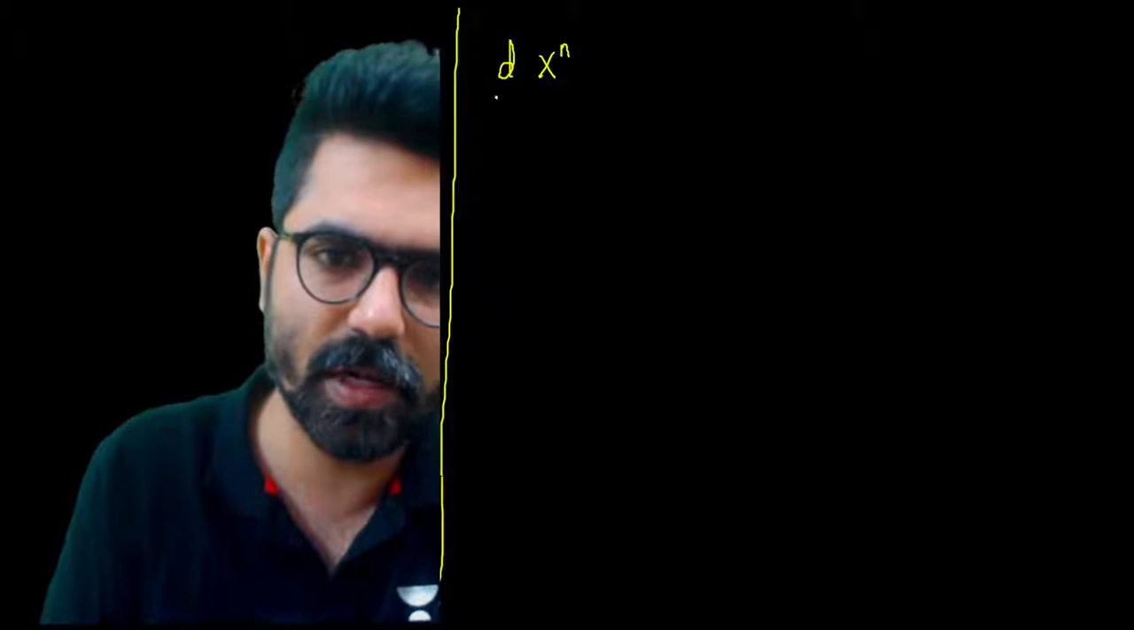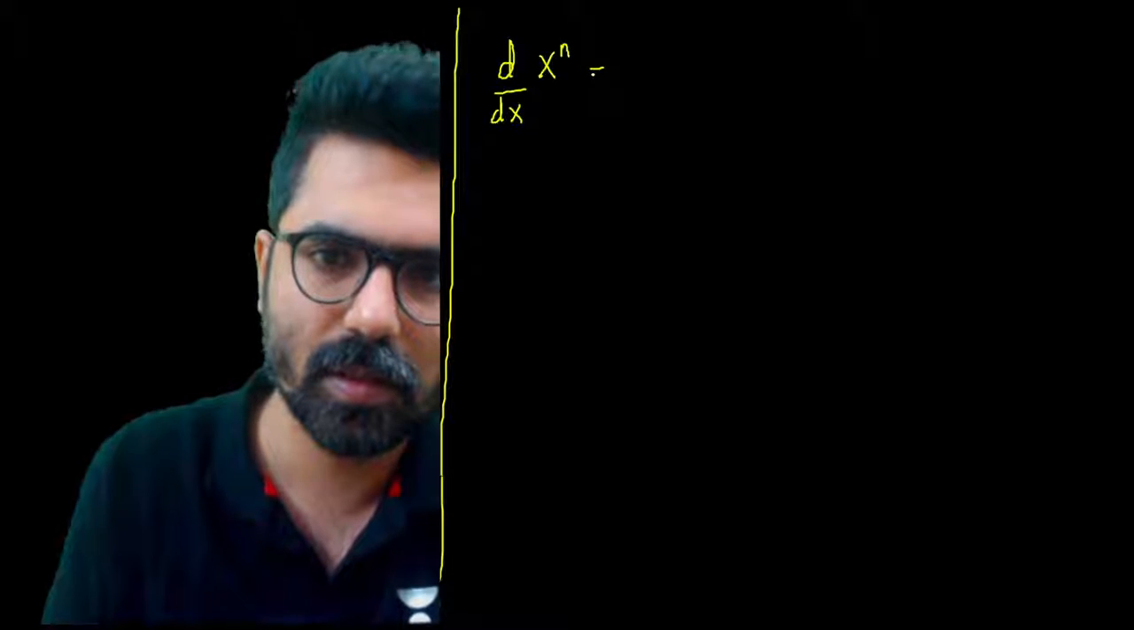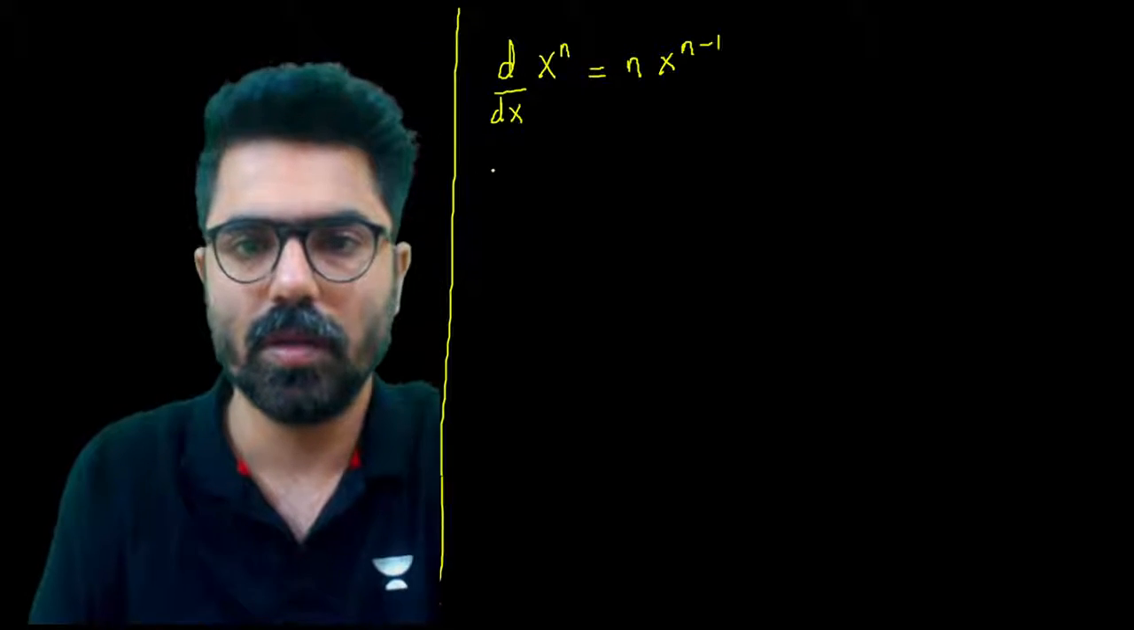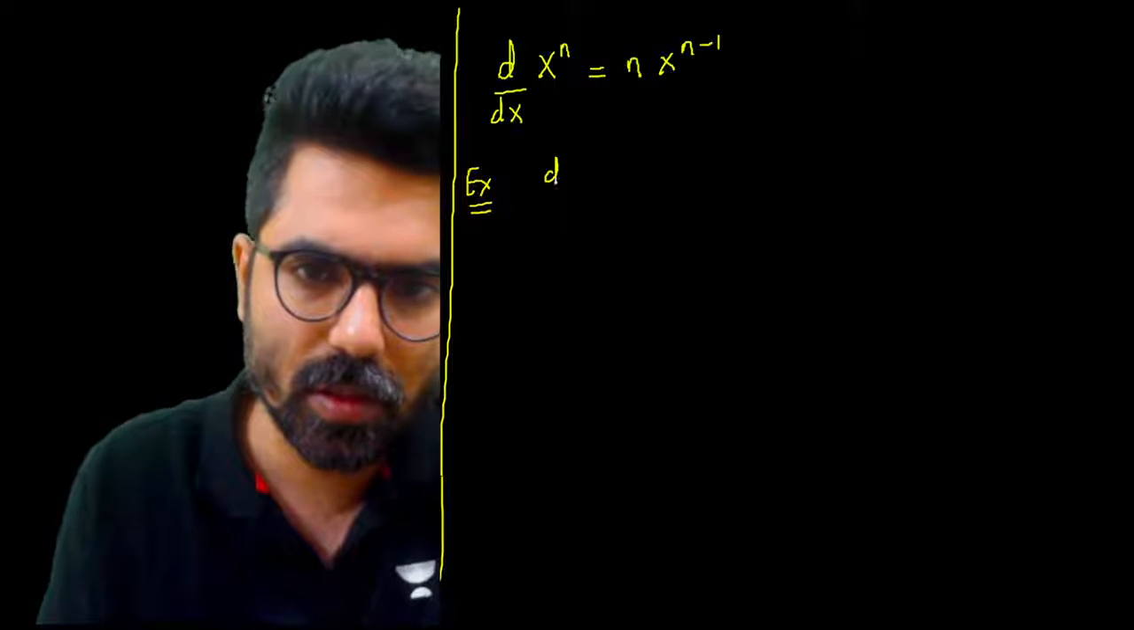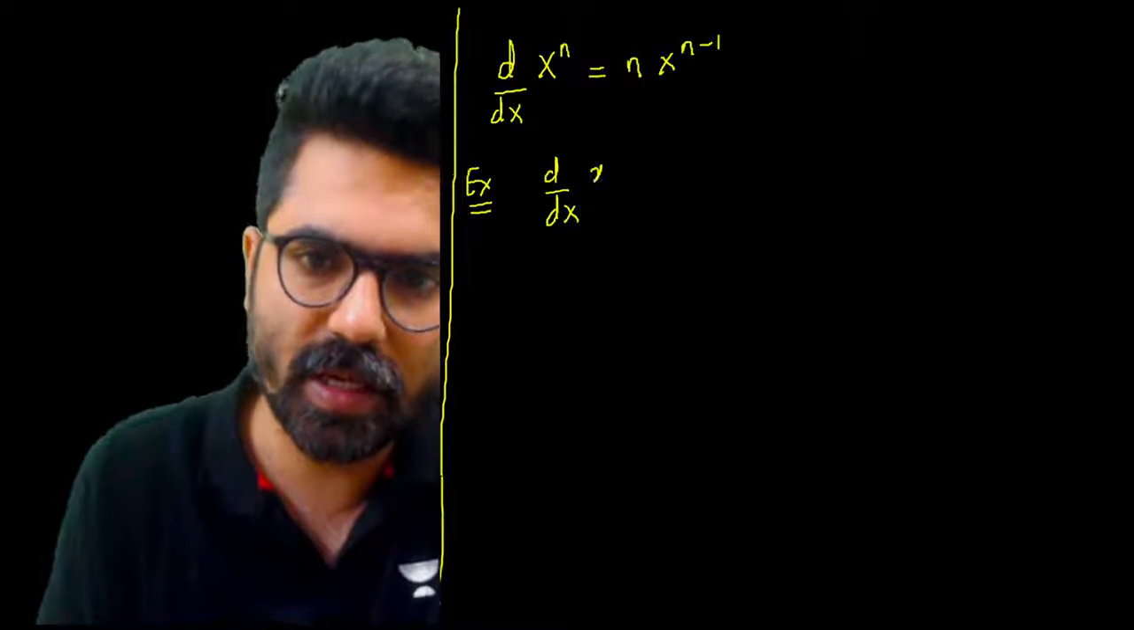Derivative of x power n with respect to x is n into x power n minus 1. So I'll solve one question, after that you try to answer it in the comment box. Okay. The other question, it's very easy.